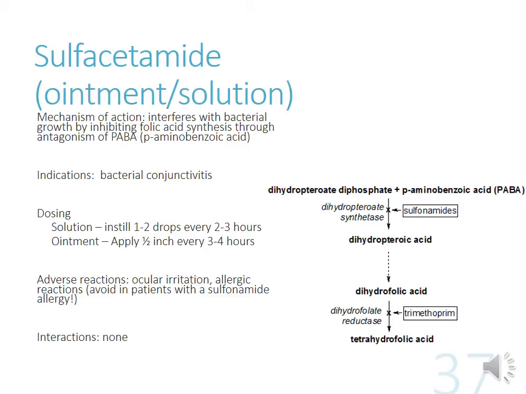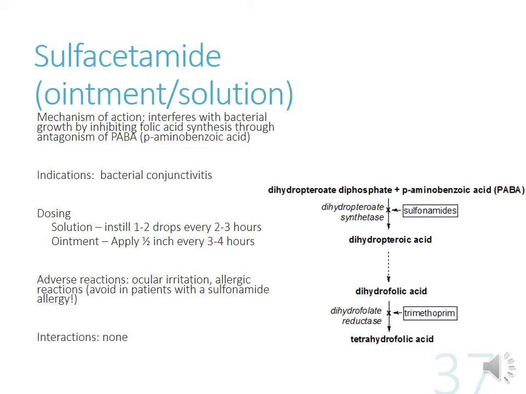In this case, though, you're just giving sulfacetamide by itself. We'll talk about the combination of trimethoprim with a sulfonamide when we get to the other antibiotic section. But sulfacetamide is a sulfonamide working against PABA, para-aminobenzoic acid. Again, this one either comes as a solution or an ointment. So, depending on your patient, the ointment may be a better fit for them.